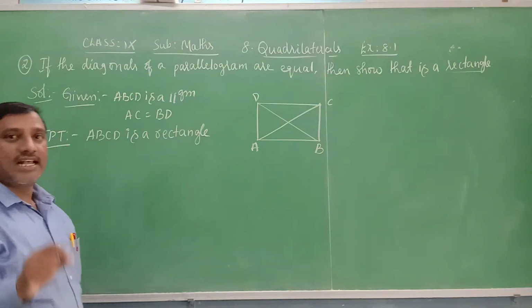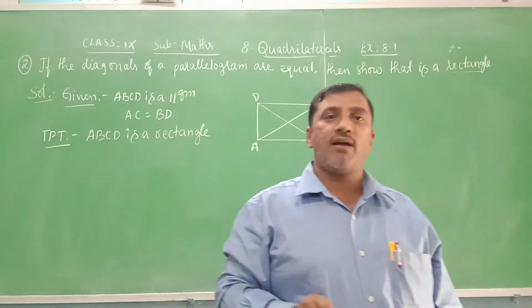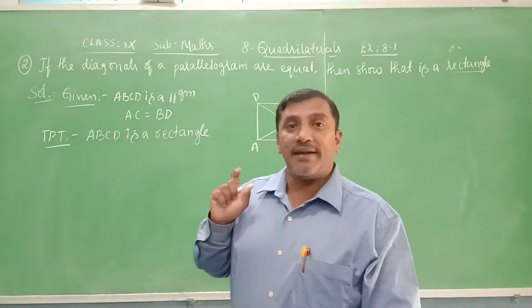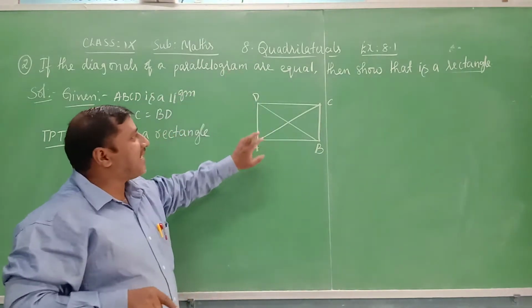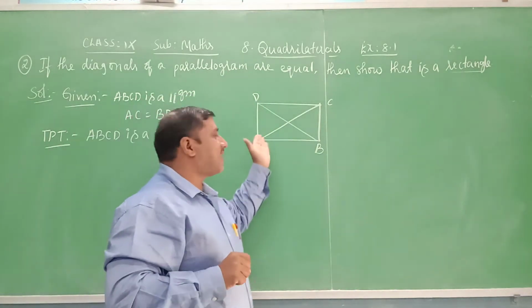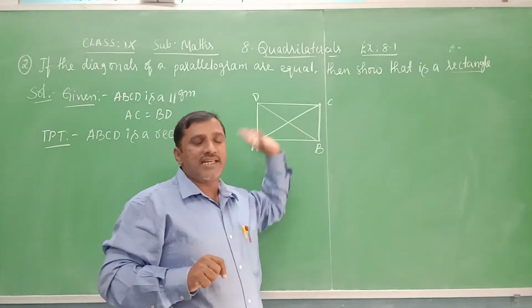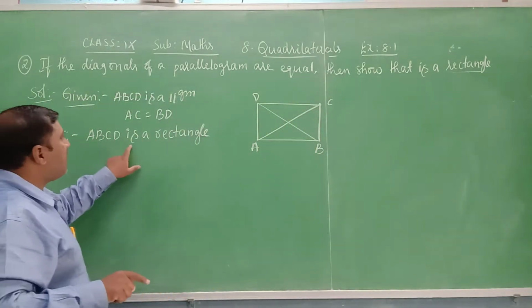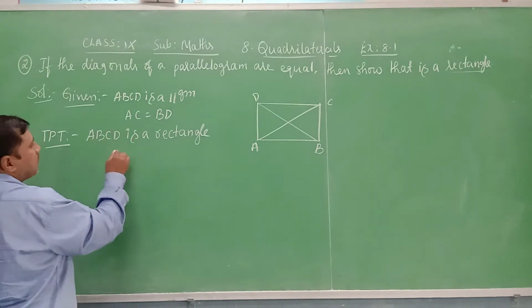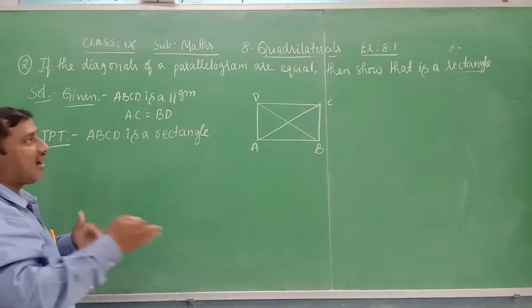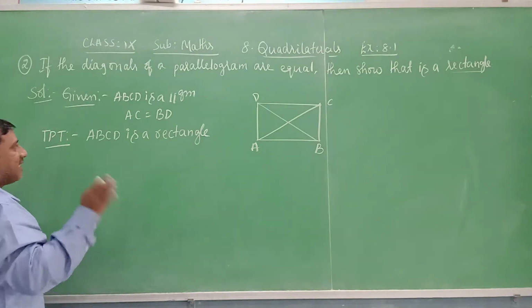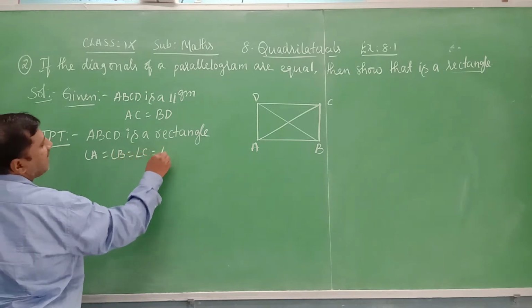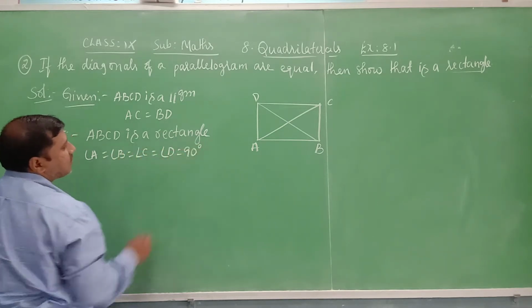What is a rectangle? A rectangle is a parallelogram with one angle a right angle. It means to prove that ABCD is a rectangle, you need to prove either angle A or angle B or angle C or angle D is 90 degrees. It is a right angle. So to prove ABCD is a rectangle, we have to show angle A or angle B or angle C or angle D is equal to 90 degrees.